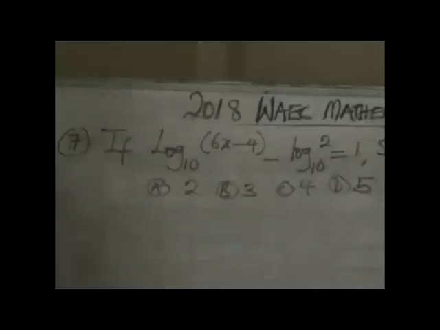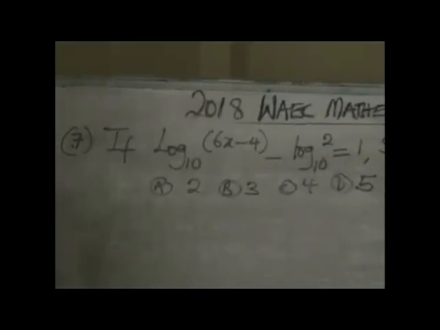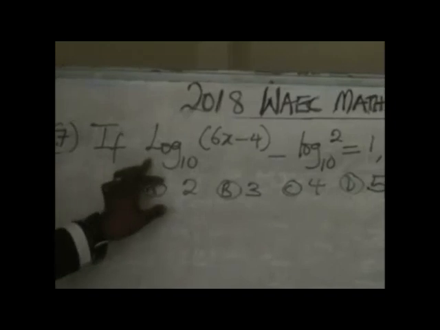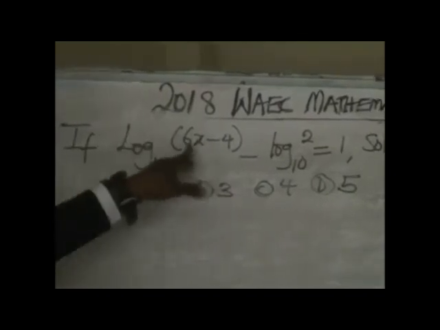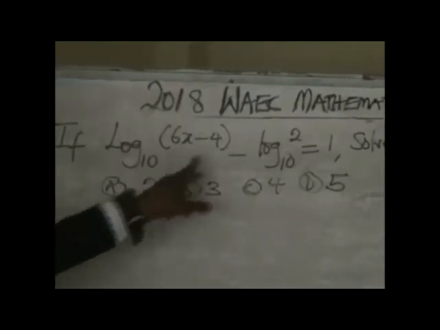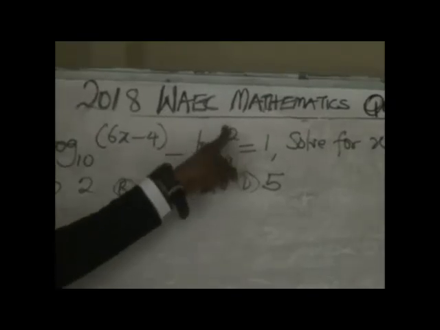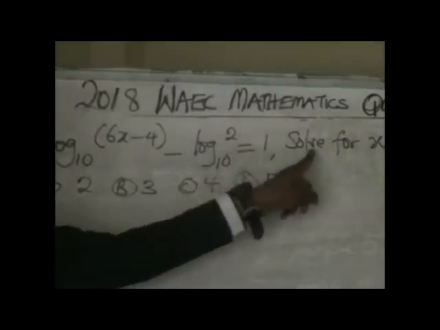This is question 7 of the 2018 WAEC mathematics questions. It says if log of 6x minus 4 base 10 minus log 2 base 10 equals 1, solve for x.